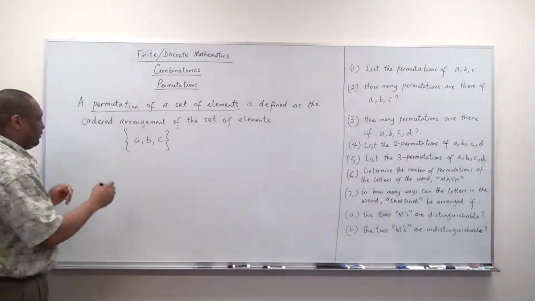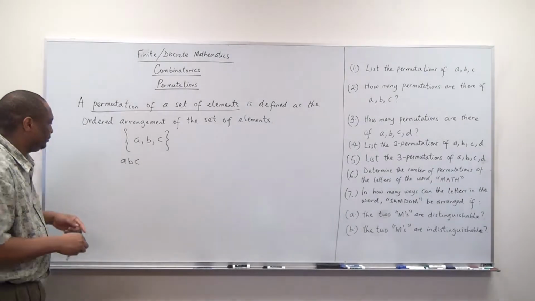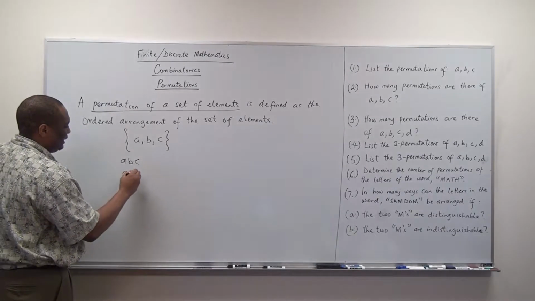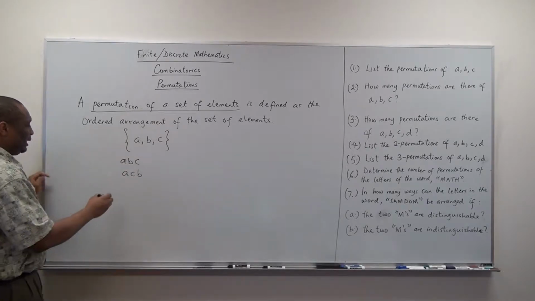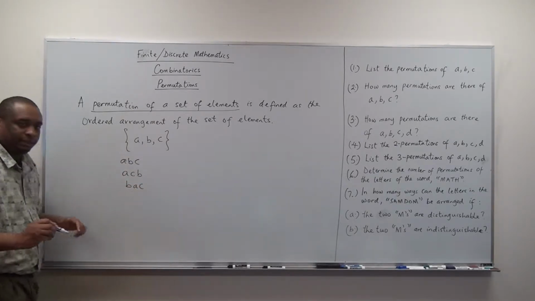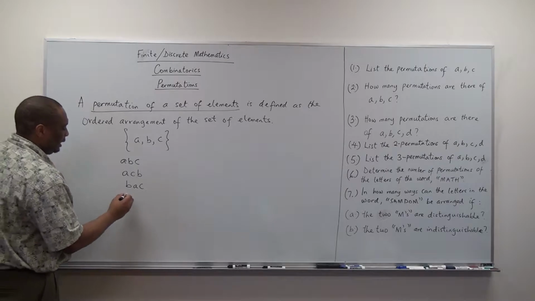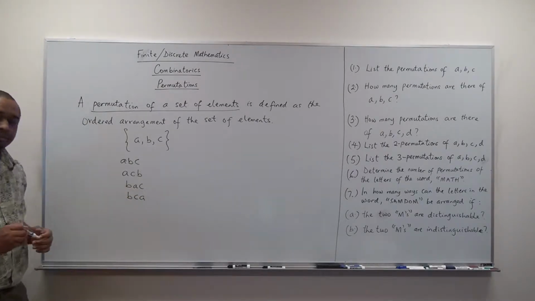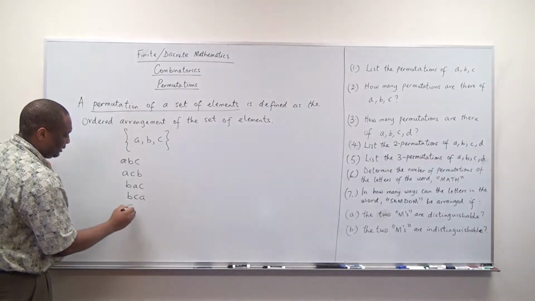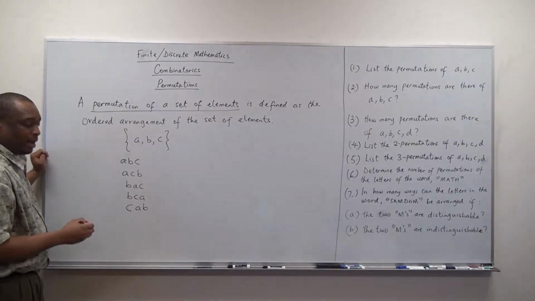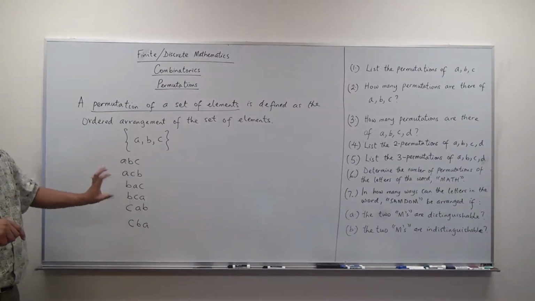So, we can have A, B, C, whereby the A comes first, B comes second, and C comes third. We can also have A, C, B, right? A is still first, and we interchange B and C. Then we can have B, A, C. Right? B is now the first, and we interchange A and C. Then we can also have B, C, A. Then, of course, C, A, B, and then, of course, the next one, C, B, A. So, each one gets its turn.